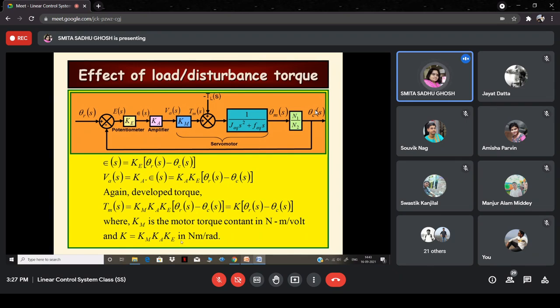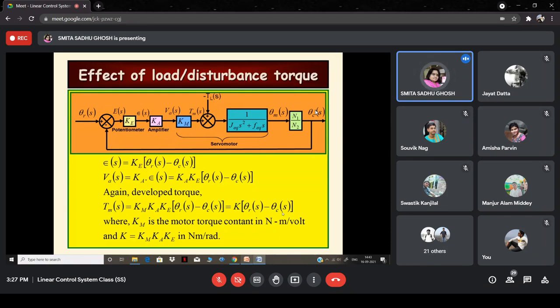If you now take the units, the unit of K will be Newton meter per radian, where Km is the motor torque constant in Newton meter per volt. You can verify this: Km is Newton meter per volt, Ka is volt per volt, and Ke is how much? Your output is in volts, input is in angle, so it's volt per radian. Effectively, if you multiply the three together, you will get Newton meter per radian as the unit of K. Okay. So Tm is equal to K into theta rs minus theta cs.